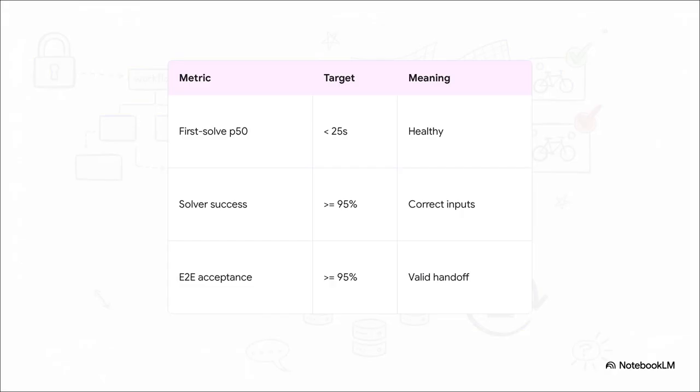So, why put these specific metrics into your dashboards? A first solve P50 latency under 25 seconds? That means you've got a healthy integration. A solver success rate of 95% or higher confirms you're using correct inputs, and an end-to-end acceptance rate of 95% proves your session handoff is solid. Tracking these tells you if your automation is actually healthy.